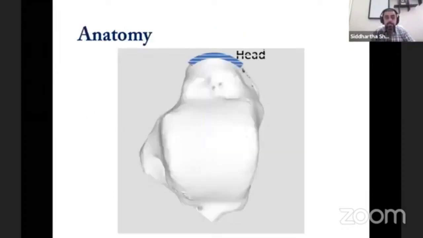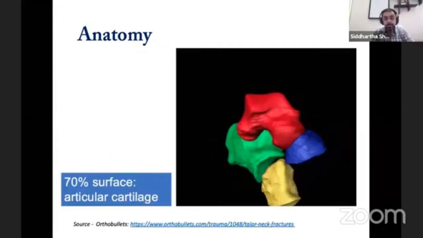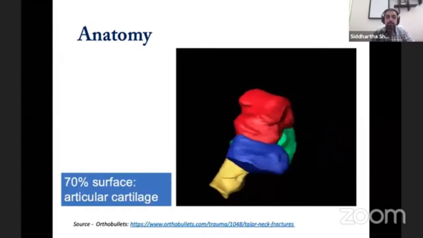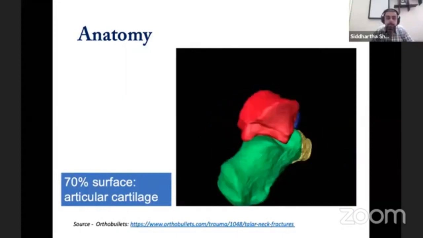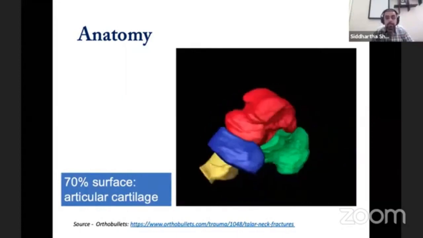So the talus has a head, neck, body, a lateral process which articulates with the subtalar joint as well as the fibula, a posterior process which has two tubercles, the medial and the lateral, and the groove in between has the flexor hallucis longus. So this is the pertinent anatomy. And mind you, 70% of the surface is covered with articular cartilage. It forms three important articulations, as you know, the ankle joint, talonavicular joint, and the subtalar joint.